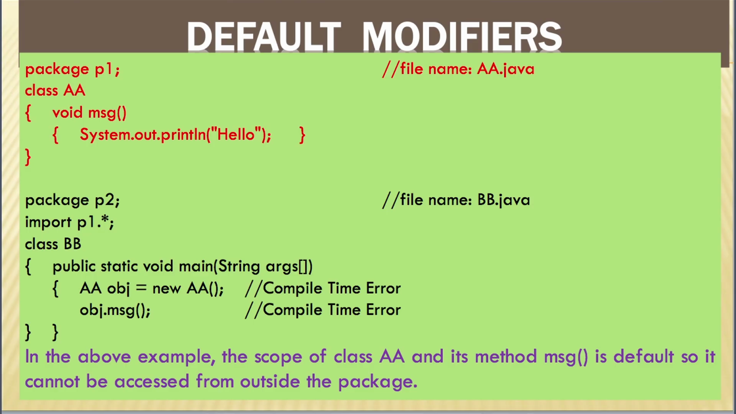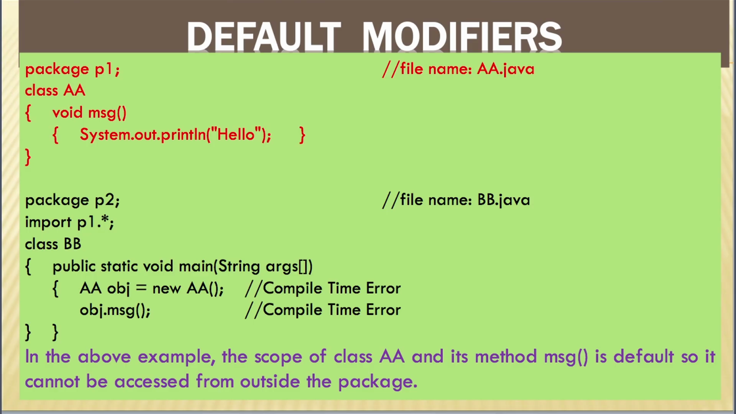You can see here by the two hash comments, we have mentioned compile time error in two lines: obj.message, and also AA obj equals new AA. Again we have mentioned compile time error. This compile time error will occur when we use the method of the previous package.